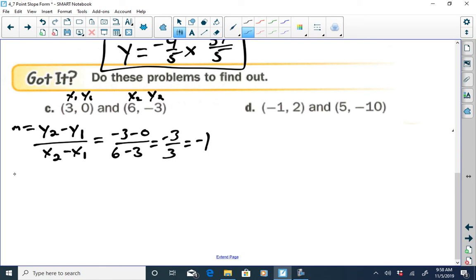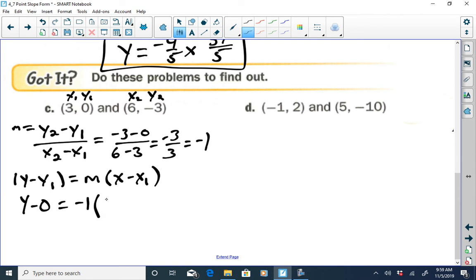So now we use our point slope form. I'm going to write y minus y1 is equal to my m times x minus x1. Substitute. y minus my y1, which is 0, is going to be equal to my slope, which is negative 1, times my x value, x minus x1, which is going to be 3. And there's my equation in point slope form. So that's half my answer.